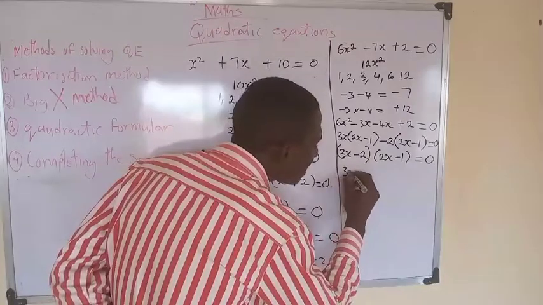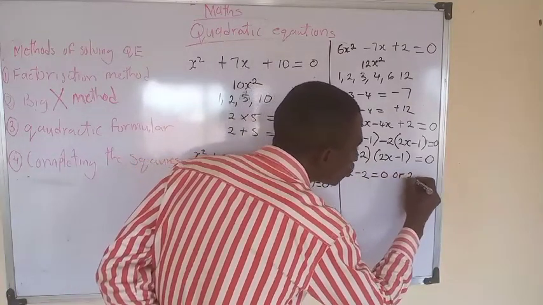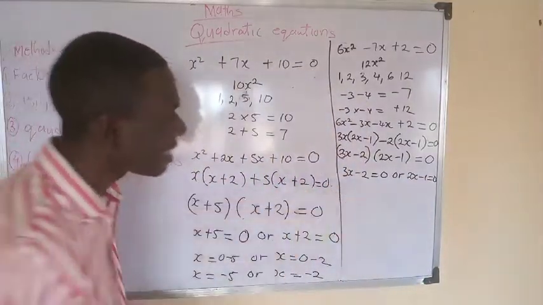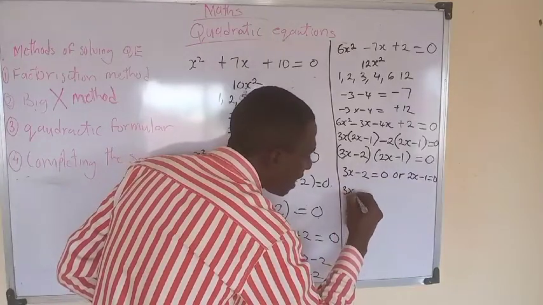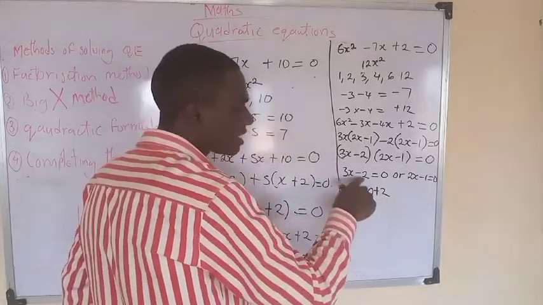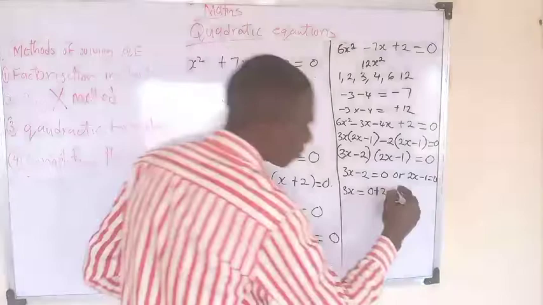That means 3x minus 2 is either equal to 0 or 2x minus 1 is equal to what? 0. So we are going to collect like terms, so that this minus 2 goes over to that side. That becomes 3x is equal to what? 0 plus 2. Plus 2 because the 2 crossed over the equality sign, so the sign will change.